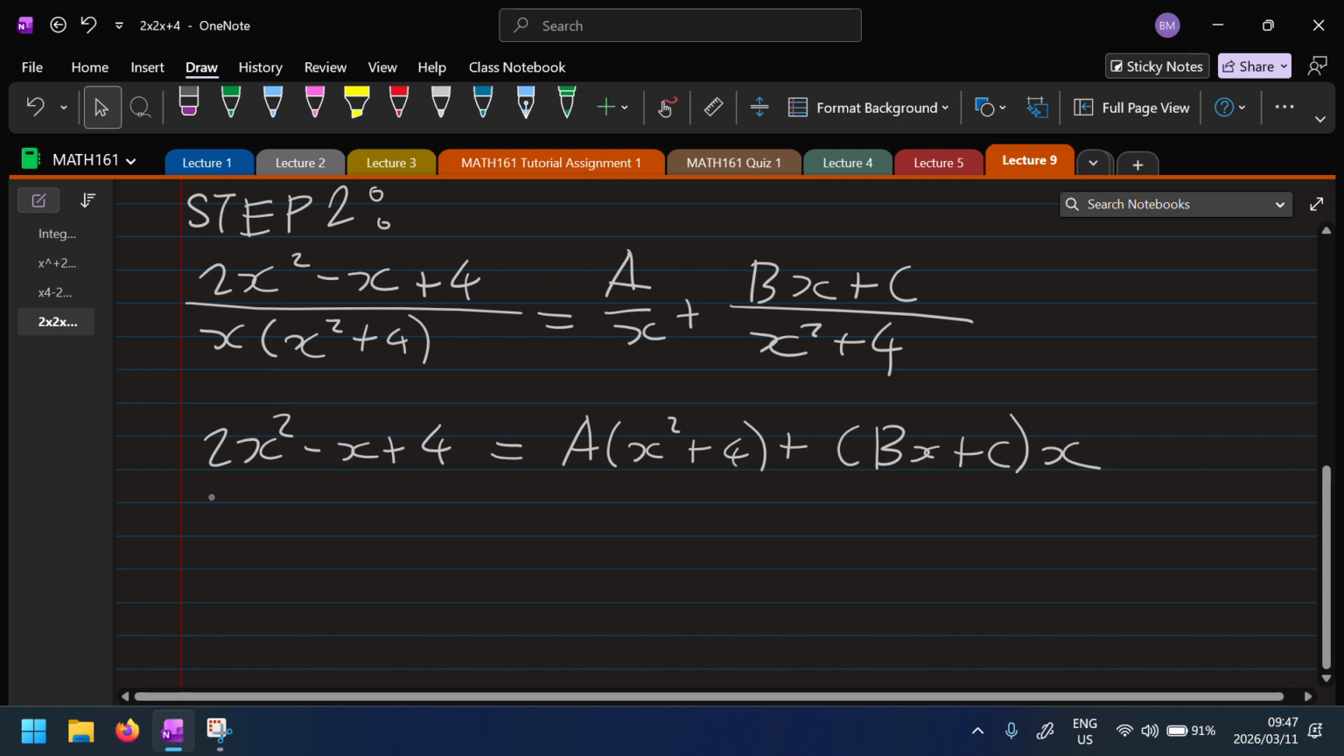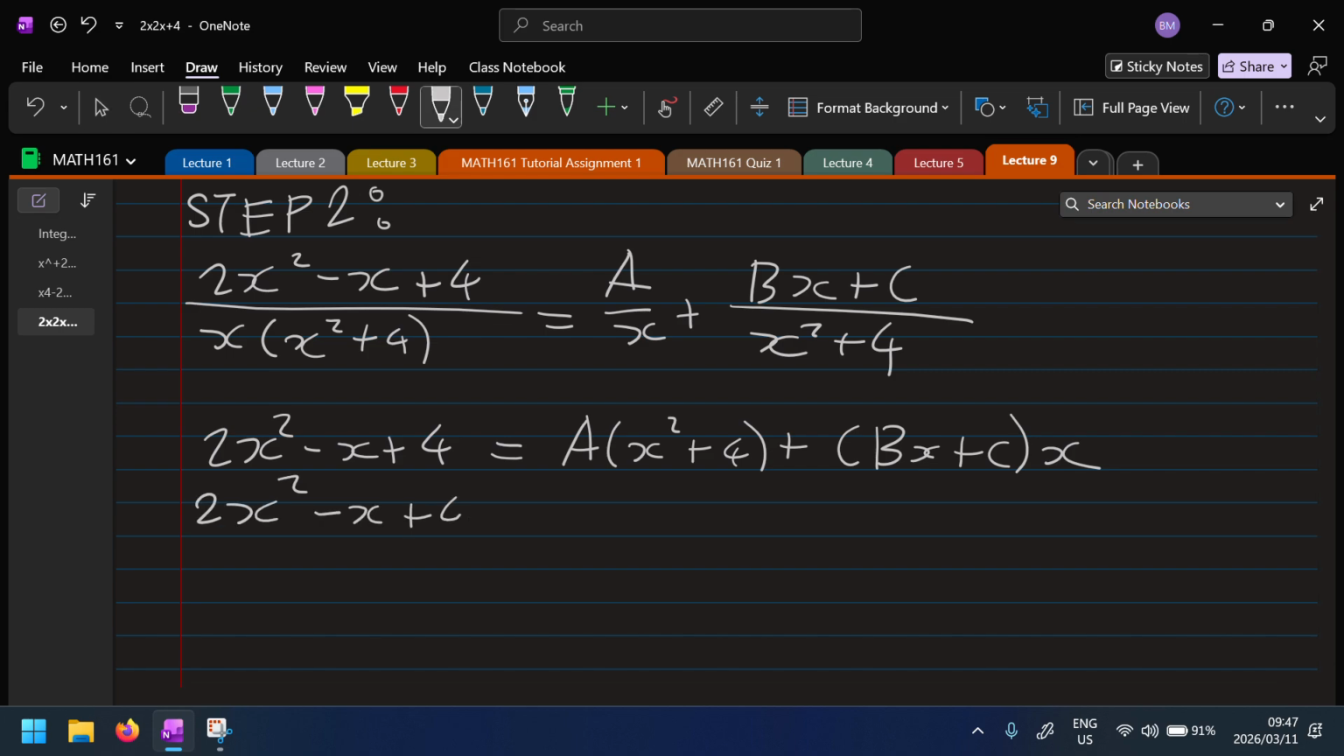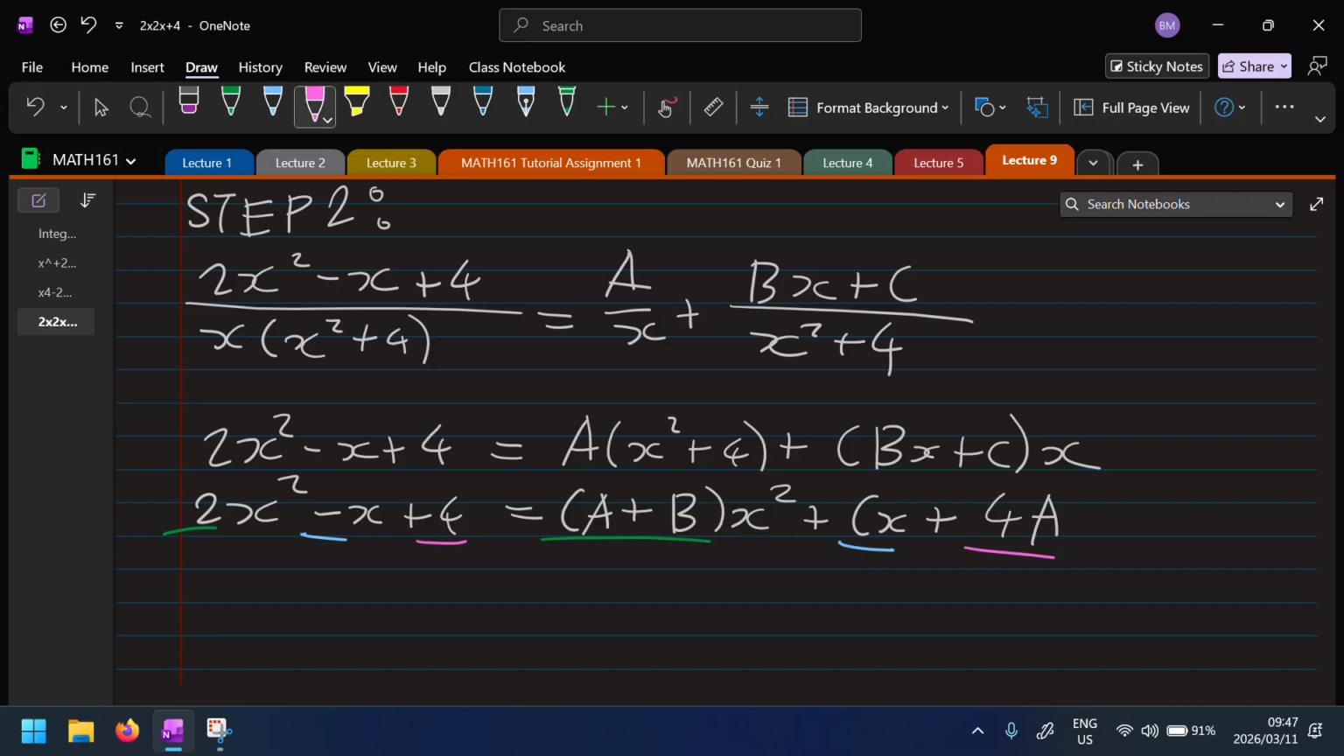So we have 2x squared minus x plus 4 is equal to, we need the x squared terms. So we're going to have an a and we're going to have a b. Okay. What about the x terms? We just have a c. And the constant terms, we just have a 4a from the first one. Then we have our green equation, equation 1. We have our blue equation for equation 2, and the pink equation for equation 3.